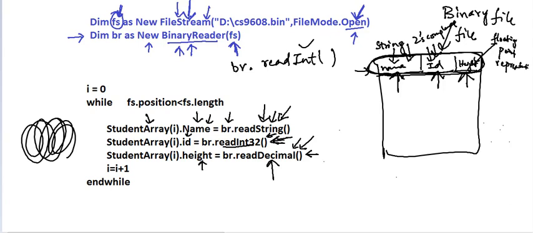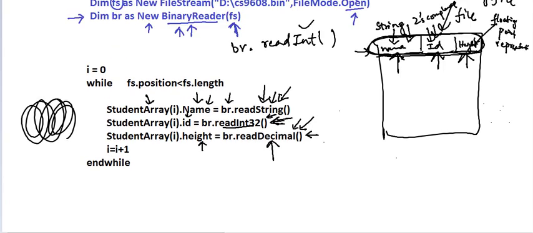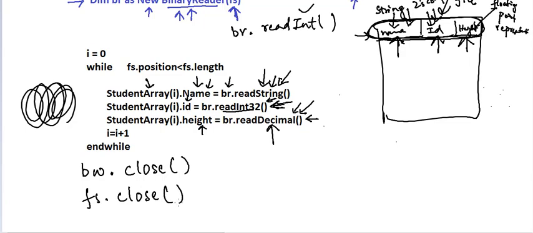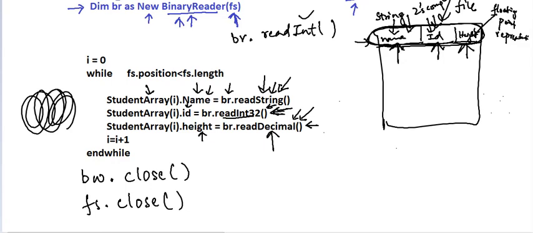Once we are done reading the entire file, there's only one thing that we need to do, and that would be bw.close. We want to close the binary writer, and fs.close, we want to close the file stream also. Okay, the only key concept when we were reading from a binary file was this condition.